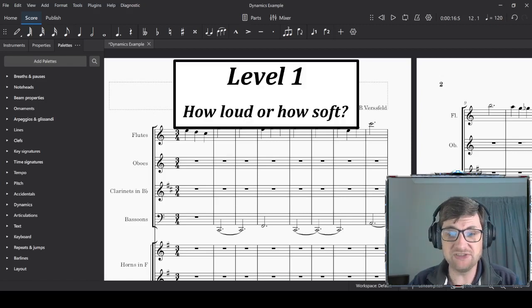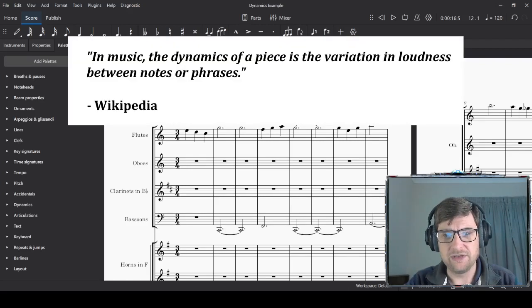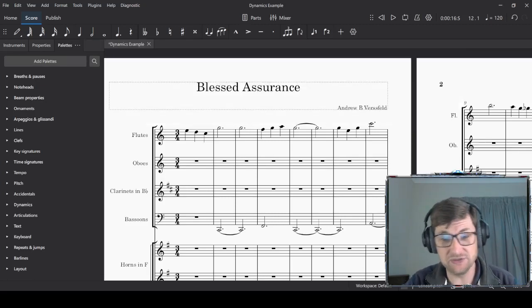Let's start with the basic dictionary definition of the term. According to Wikipedia, in music, the dynamics of a piece is the variation in loudness between the notes or phrases. It's literally as simple as that. It's how loudly or how softly you're playing.